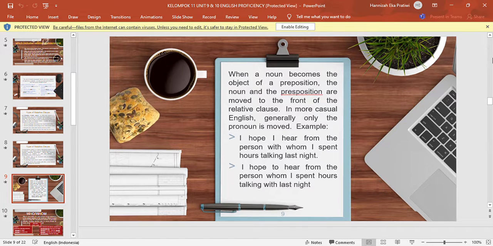When a noun becomes the object of a preposition, the noun and the preposition are moved to the front of the relative clause. In more casual English, generally only the pronoun is moved. Example, I hope to hear from the person with whom I spent hours talking last night. Second, I hope to hear from the person whom I spent hours talking with last night.